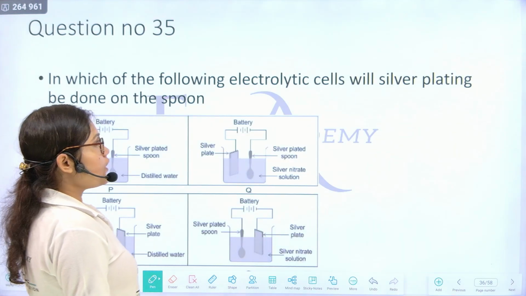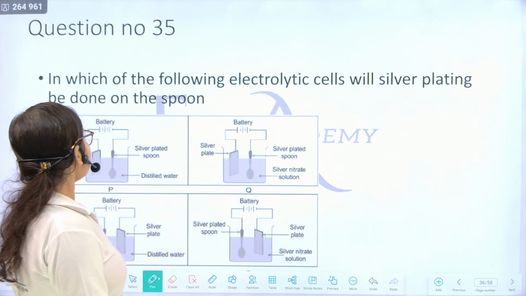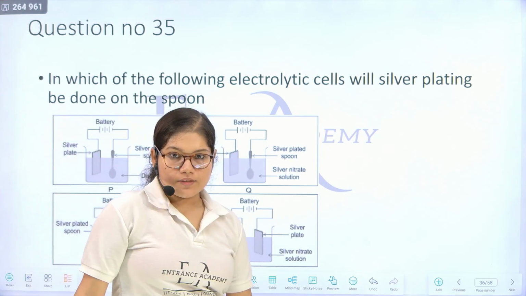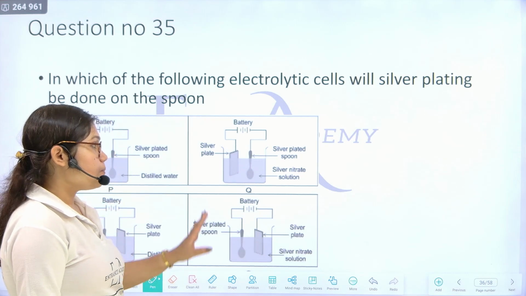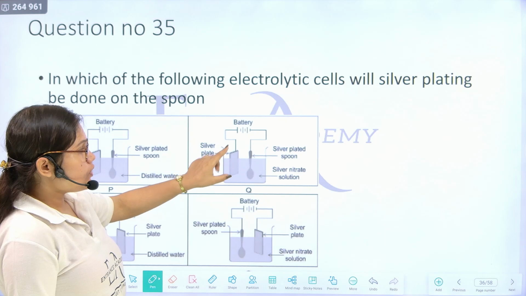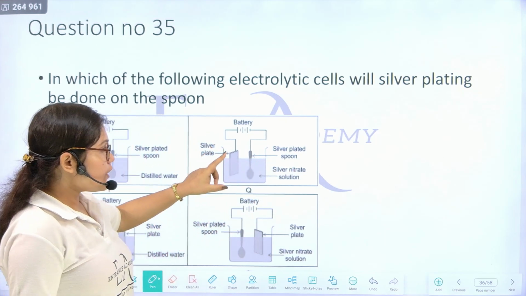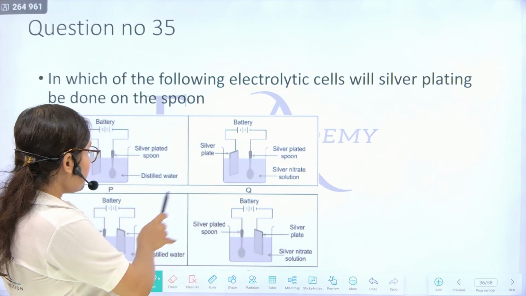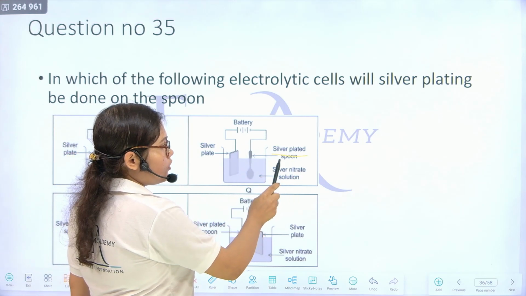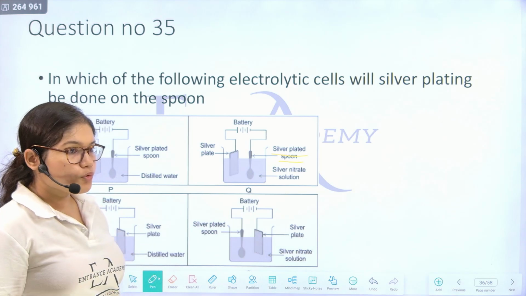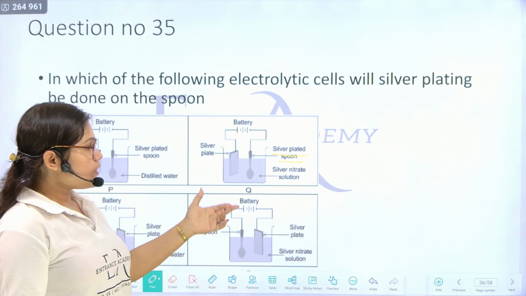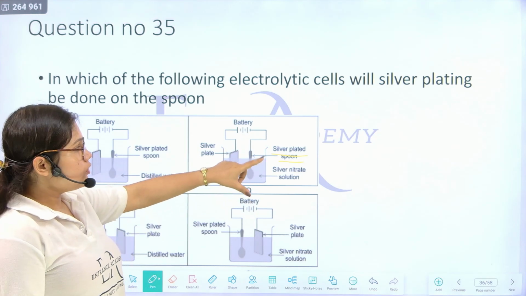In which of the following electrolytic cells will silver plating be done on the spoon? From electrolysis, we have two different kinds of parts, that is, electrolysis using electroplating. So in the case of electroplating, 4 different diagrams are there. First one, in this case, silver spoon. If we have to electroplate any kind of substance, that substance is always placed at the cathode. So cathode, that is the negative terminal.